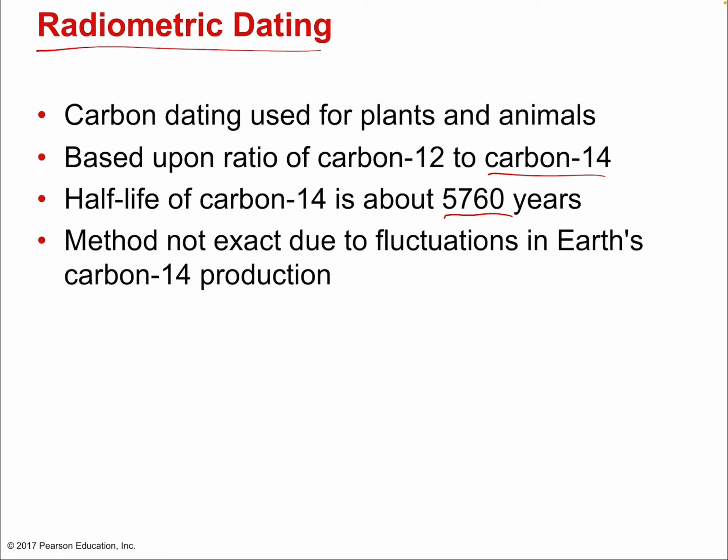Okay, so the method is not exact due to fluctuation in Earth's carbon-14 production. So it definitely has an estimate there. You can try to compare between different samples and figure out what the natural fluctuations were. That's continuing work by scientists, but it's an inherent error in the system.